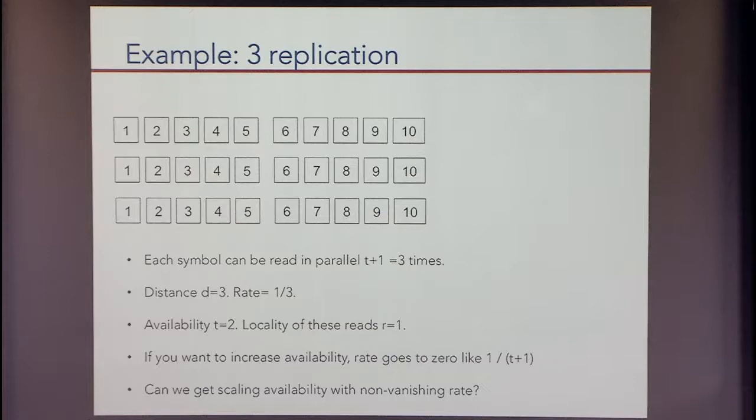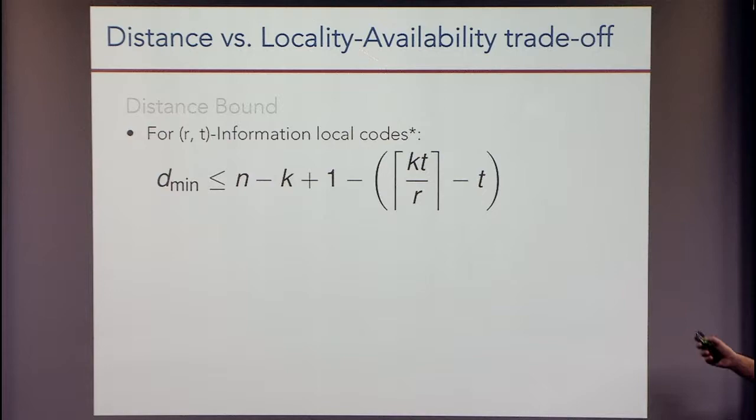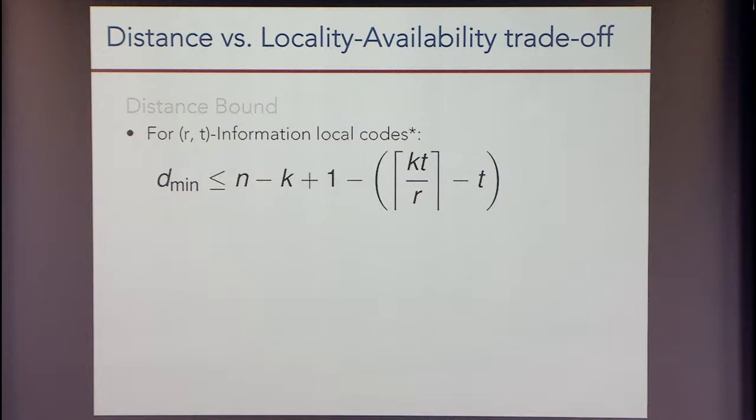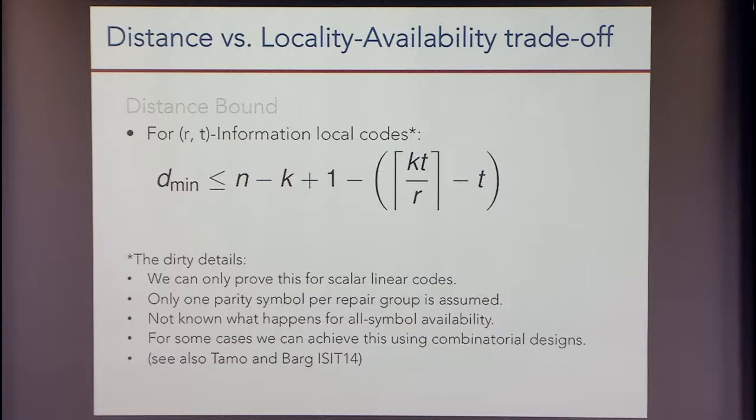Okay. So now the first question that we are asking is, what if you want some locality R and some availability T, what's the best distance you can get, right? So generalizing the Gopalan et al. bound if you force many groups. The short answer is we have a bound, but it has a star, and the star is quite a big star, because it has a lot of dirty details under which we can prove this bound.